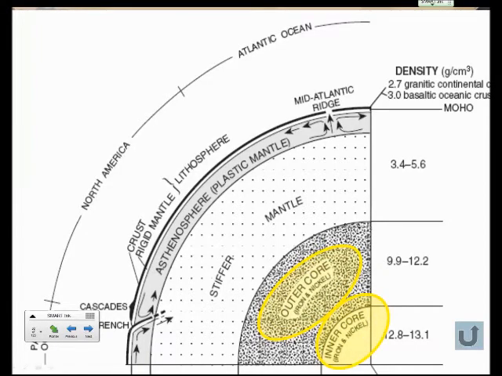And there are those layers, the outer core and the inner core, both we think made of iron and nickel. And off to the right, you can see the densities. 9.9 to 12.2, 12.8 to 13.1, pretty dense layers.